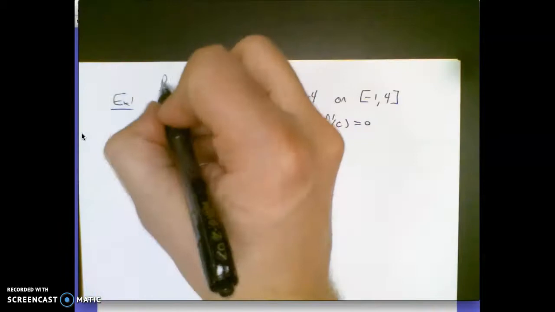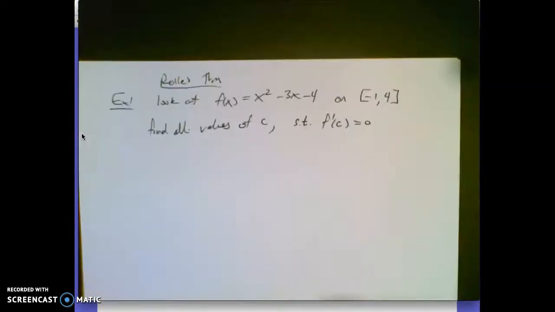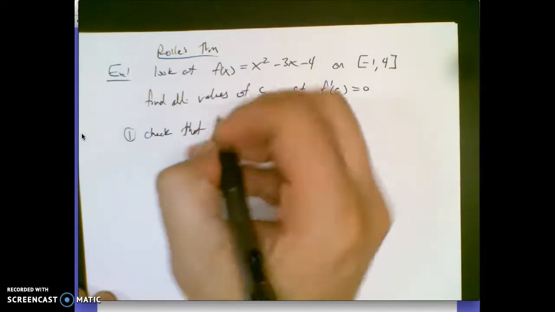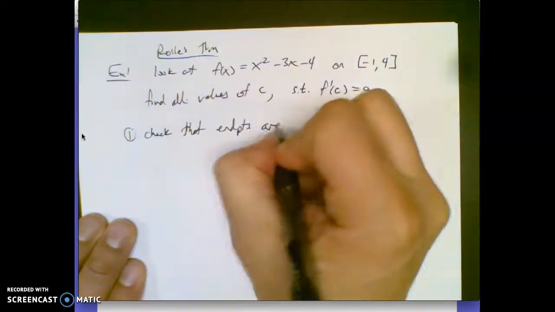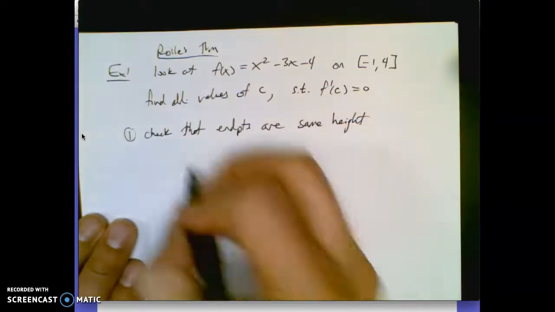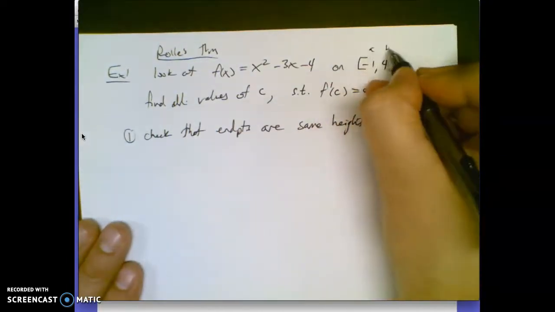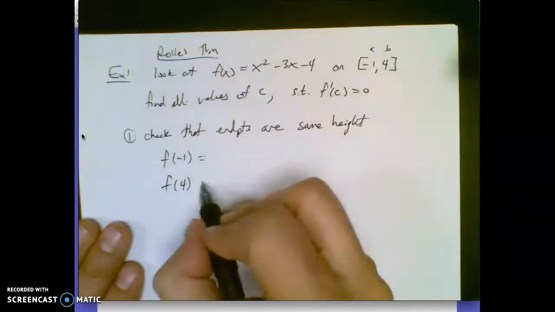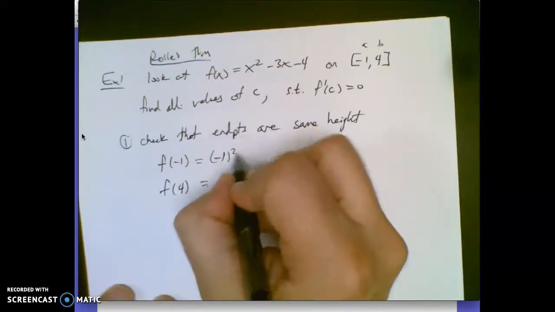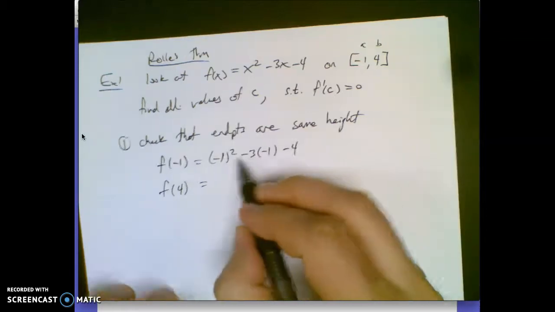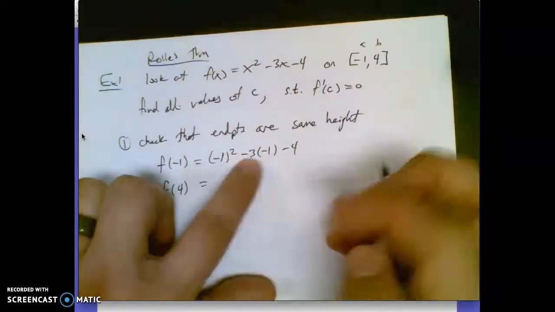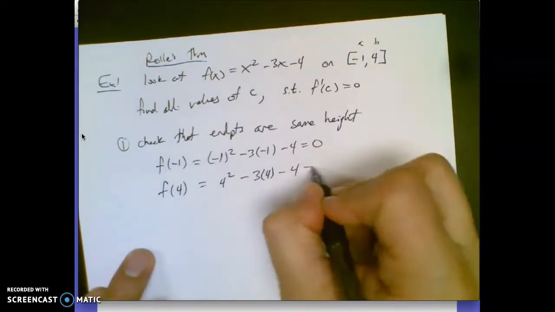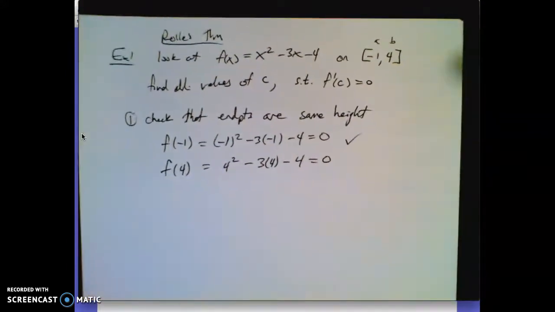One thing we have to do, this is a Rolle's theorem problem, is first check that the endpoints are the same height. Here's my start, and here's my end. So I want to check that f of -1 really is the same number as f of 4. Does it start and end at the same height? So if I plug a -1 into my original equation, I get 1 squared minus 3 times -1, so that's 4 minus 4, so I got 0. If I plug in a 4, I got 4 squared is 16, minus 3 times 4, so minus 12, minus 4 is 0. So that checks out. Those are the same height. So it starts and ends at the same height.